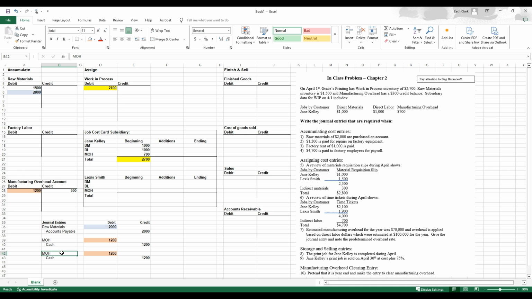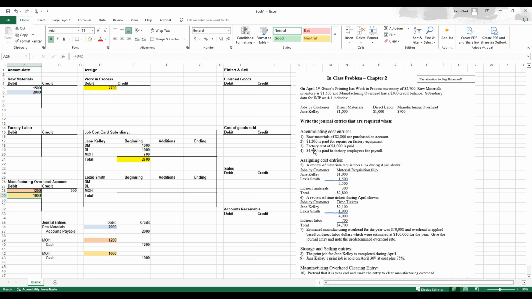Then we've got factory rent paid, and actually we can just leave that the same. It's manufacturing overhead and cash again for that journal entry. So this is the entry here, number 3, of factory rent. And again, that's going to go into manufacturing overhead. Just link to it there. Okay, and what else we got?